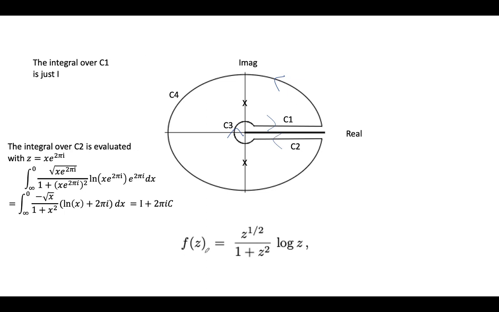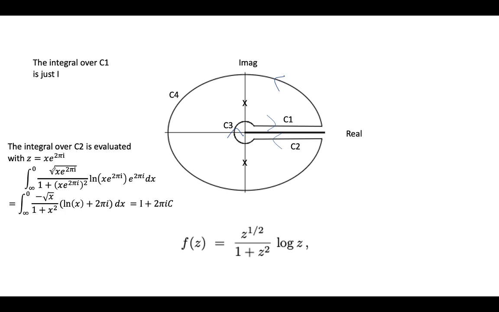Integral over C1 is just I. And the integral over C2, we evaluate like this. So it's f of z dz. So z here is x e to the 2 pi i. Notice that we need the 2 pi because we're not really at 0 here. We haven't wrapped quite around. We're just taking the limit as this becomes very small. So we're very close to 0, but actually we're very close to 2 pi. We're like 1.99999 pi, or whatever. So that's why this is a 2 pi i, not a 0 here.